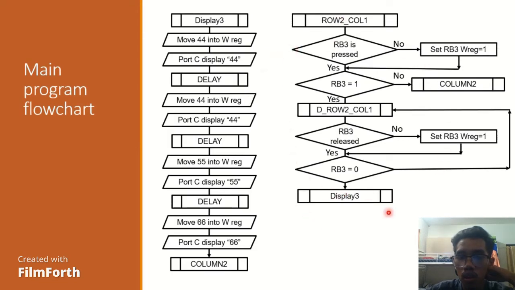So this is the process of the button when button 3 is pressed. And if button 3 is pressed, then after button 3 is released, port C will display 44, and display 55 and 66.